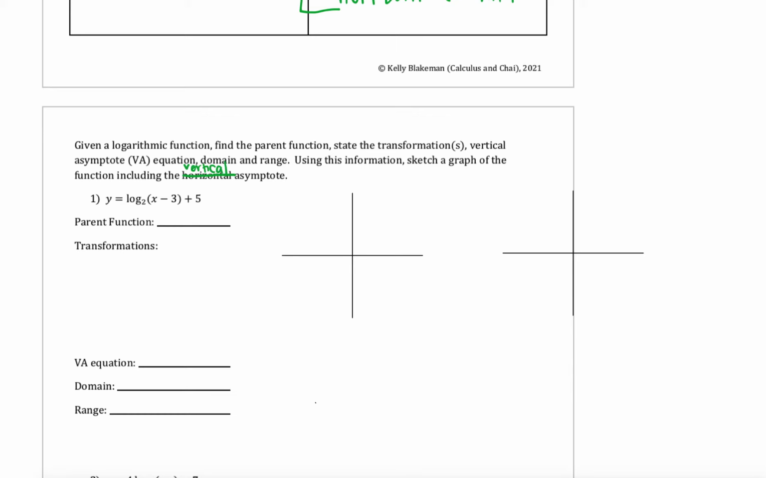So let's look at our first example. We have y equals log base 2 of x minus 3, plus 5. Why don't you pause the video here and list out what our parent function is. So our parent function for this one will be y equals log base 2 of x. In general, any parent function is going to be log base b of just x, so we just need to identify what the base is. In example 1, our base is 2.